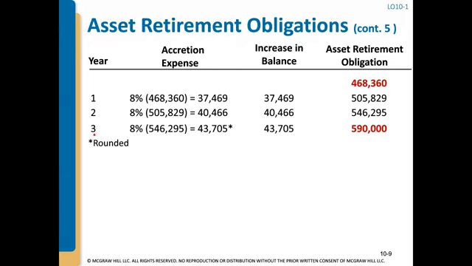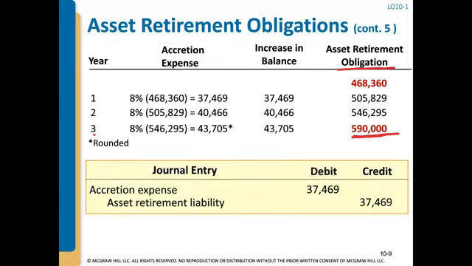So what do we do with this asset retirement obligation? Because at the end of the day, we think we're going to have to pay $590,000 when you look at that table. What we do is, as every year passes by, we're going to record an accretion expense. That's a new type of expense that we're introducing. It goes on the income statement.